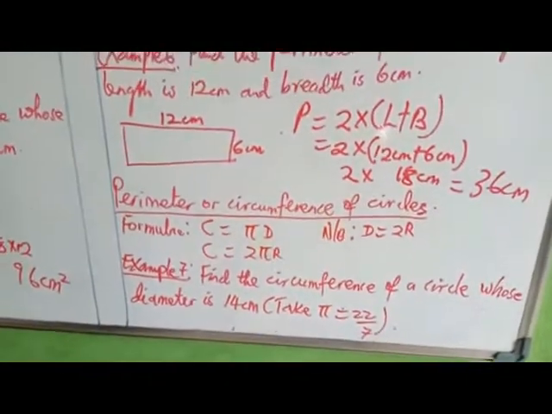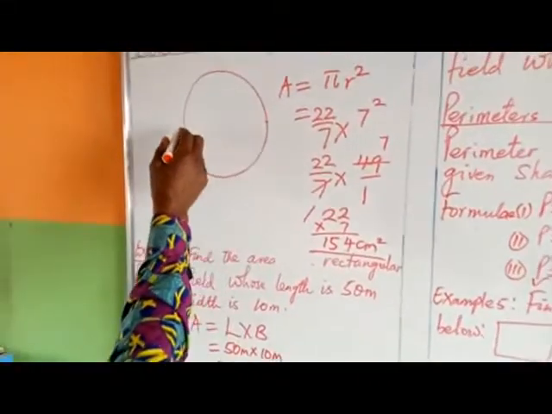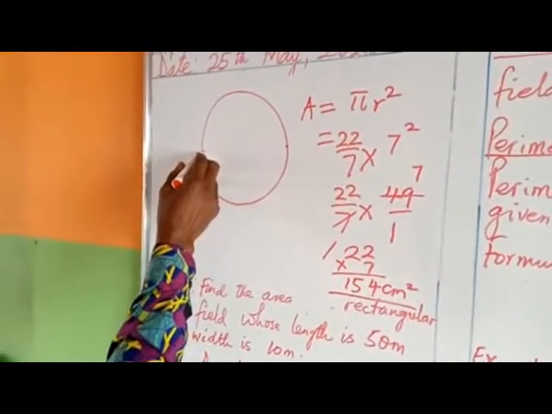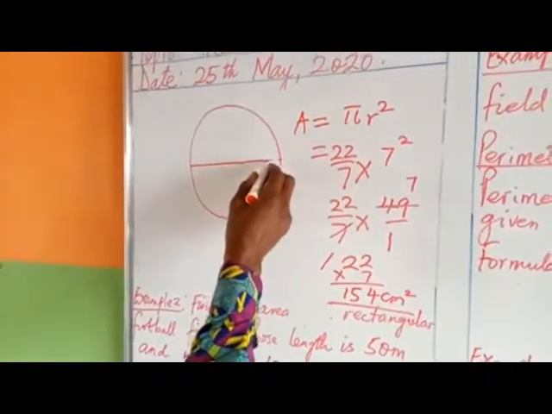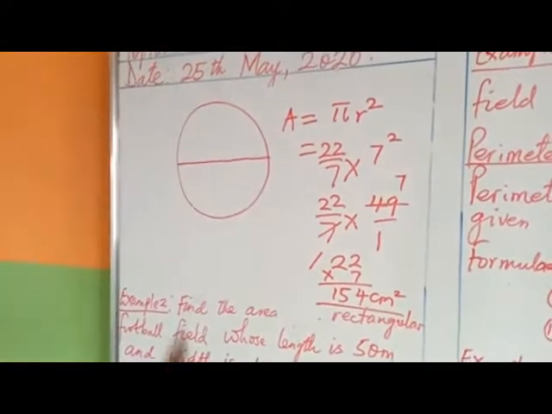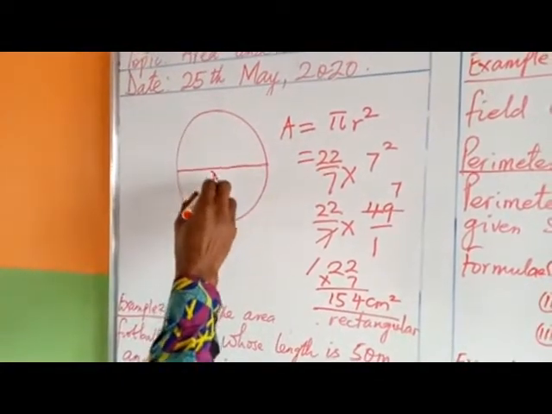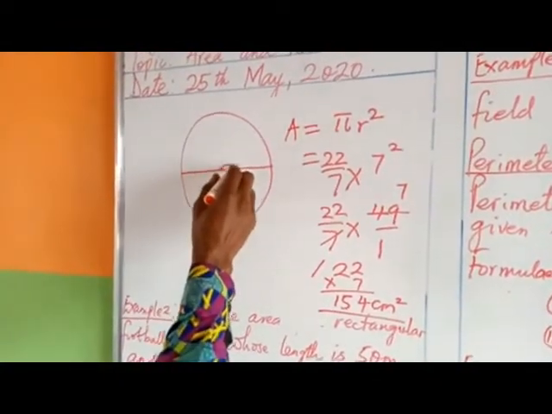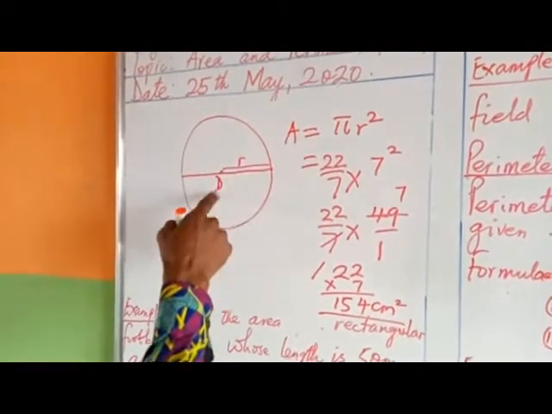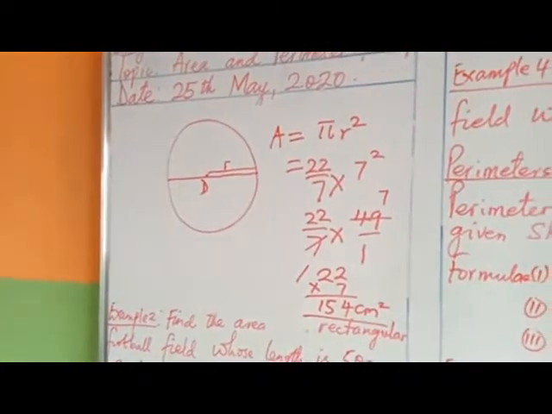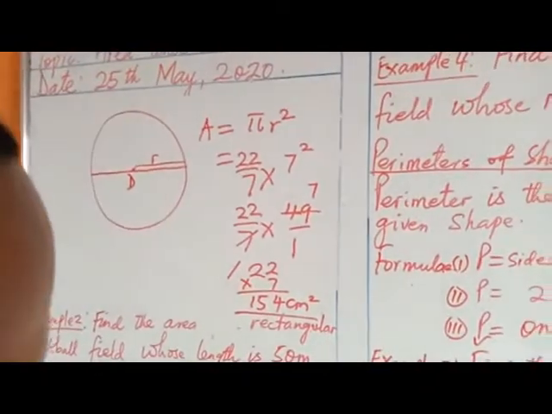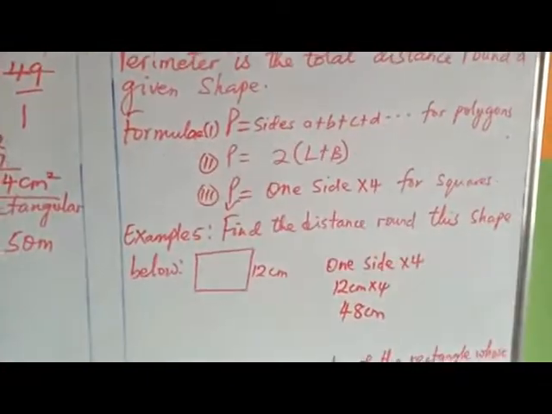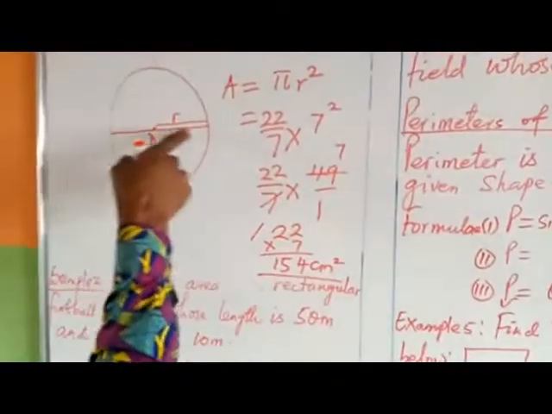Let's quickly look at this shape that I drew before. This is a circle. The diameter is a line that starts from the circumference, drawn across the center of the circle to the next circumference. So this is the diameter of a circle. While the radius starts from here. So you can see that the radius is half the diameter. That's why we came up with this formula that the diameter is 2 times the radius.